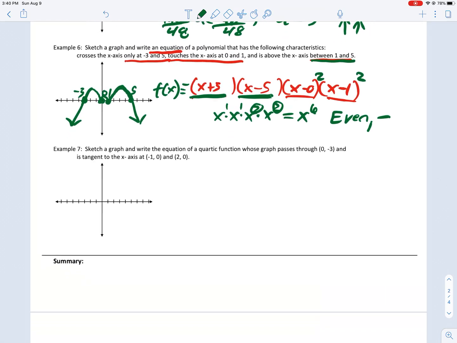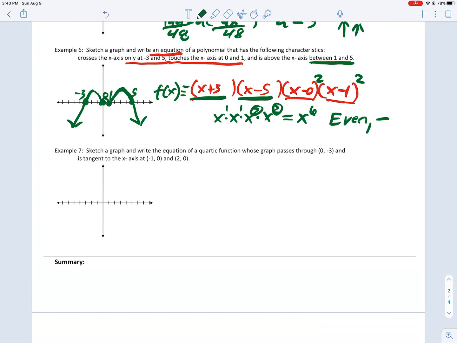Last example, number 7. So it's a quartic function, so that's 4th degree. So that means it's got to be even. Passes through 0, -3. Tangent at -1 and 2, 0. Well, 0, -3 is a y-intercept. That's not an x-intercept.